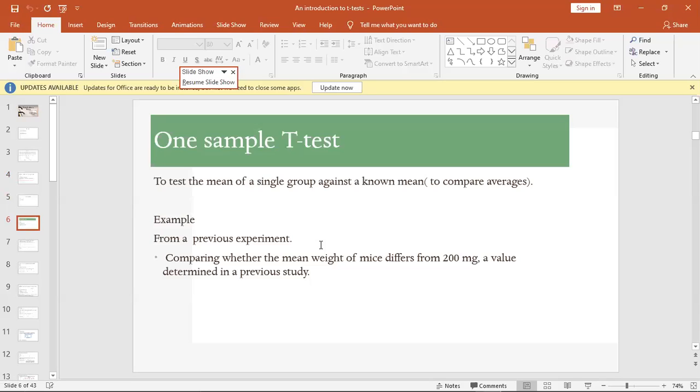Here, you need to check one parameter. That means the researcher needs to check whether the weight of a mouse differs from a mean value of 200 milligrams, whether it is equal to 200 or less than or greater than. From one experiment, someone has identified the mean weight of a mouse is 200, right? So the new researcher wanted to check whether this is true or not, whether the sample of his mice weight will be the same as 200 or whether it is less than or more than that. I will go through more examples in the next slides.